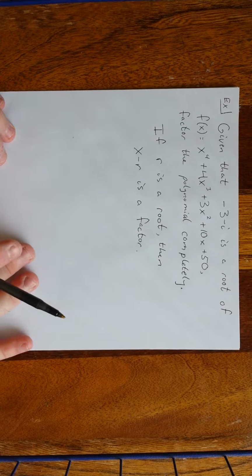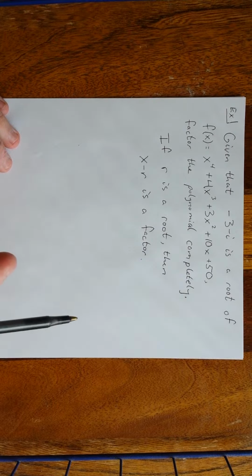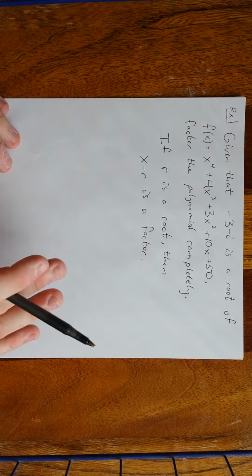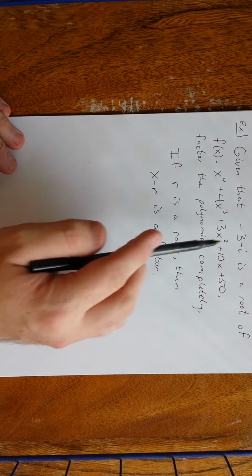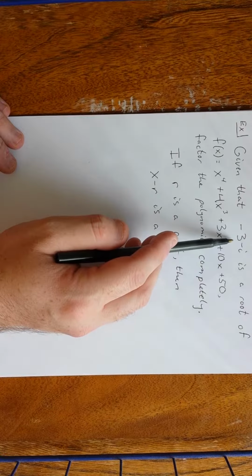Anytime we want to factor something, if we can find all of the roots of it, that's the most important thing. Now, the things that we can use to our advantage is anything that we've learned with algebra up until this point. So that's kind of nice. Now, negative 3 minus i is a complex root.